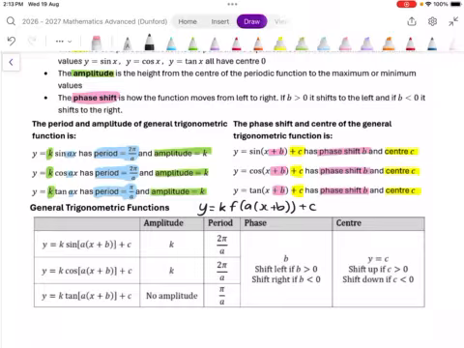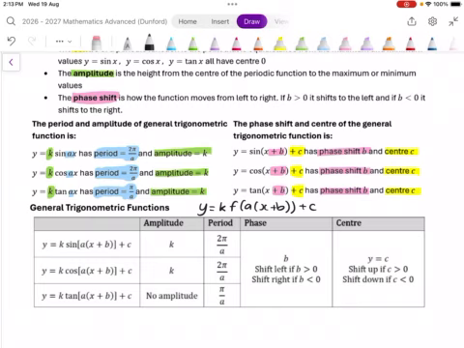So our general trig function for sine is y equals k sine a lots of x plus b plus c. For cos, it's y equals k cos a lots of x plus b plus c. And for tan, it's y equals k tan a lots of x plus b plus c. Okay, that's where, remember, our k is our amplitude. Okay, and we have no amplitude for tan. We have our a value helps us find our period.